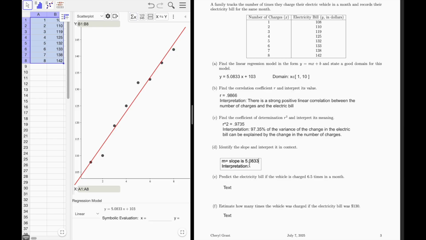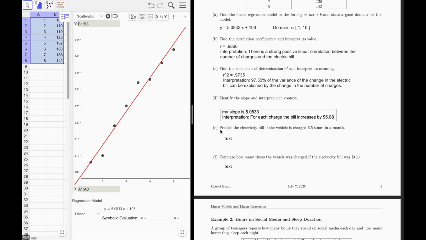5.0833. And our interpretation, now because the slope is positive, that means as x increases, y increases. They're both going to increase together. So we're going to say for each charge, the bill increases by $5.08. We're going to round it to dollars and cents since we're talking about it in the context of money.